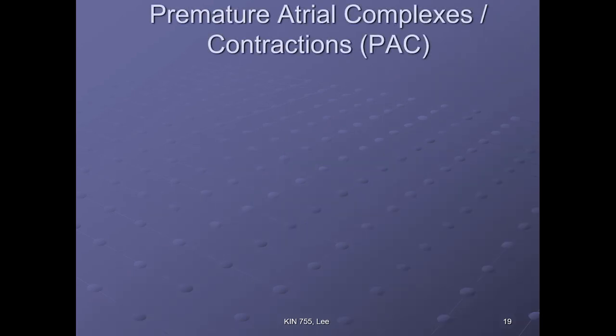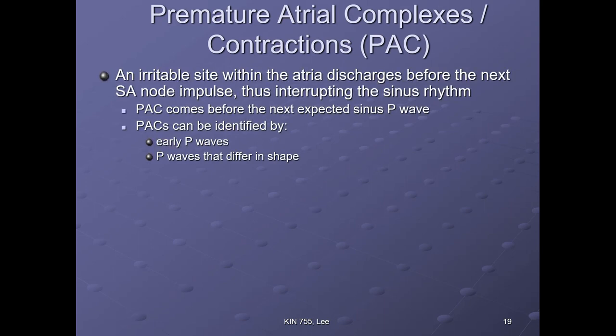So the first one we're going to cover are premature atrial contractions or complexes. Complexes is probably a better term, but everybody says premature atrial contractions because remember, in EKG we're mainly talking about the waveforms and electricity as opposed to the mechanical activity. But regardless, in a PAC, it's a premature atrial contraction. An irritable site within the atria discharges before the next SA node impulse. So basically, you're going to get an early beat, and that early beat originates within the atria.